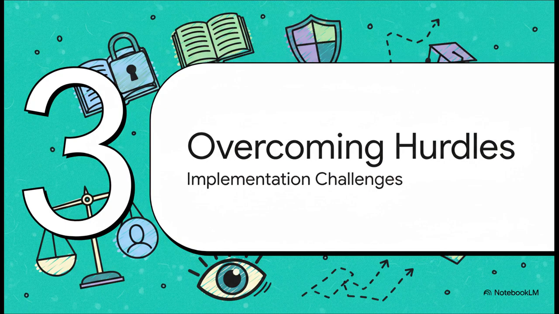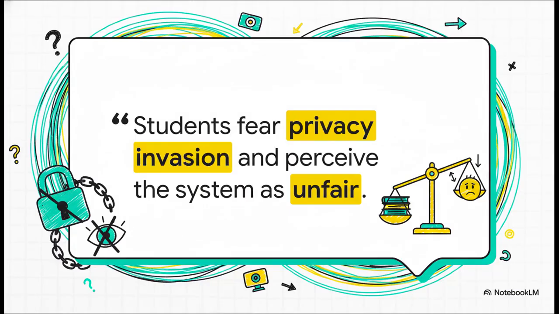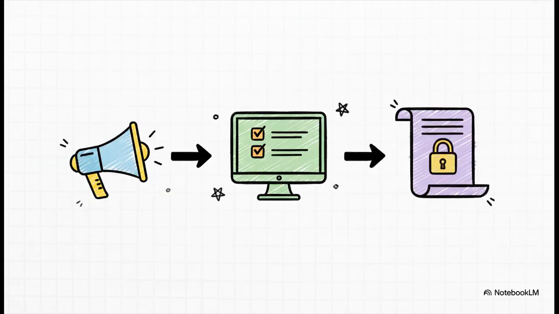Now, even if you find the perfect solution on paper, the real world is always going to throw you some curveballs. A successful rollout means thinking ahead and getting ready to overcome some very common hurdles. One of the biggest hurdles you'll face is student resistance, and this usually comes from some very legitimate fears. Students are worried about how their data is being used, what's being monitored, and whether the system is even fair to begin with.